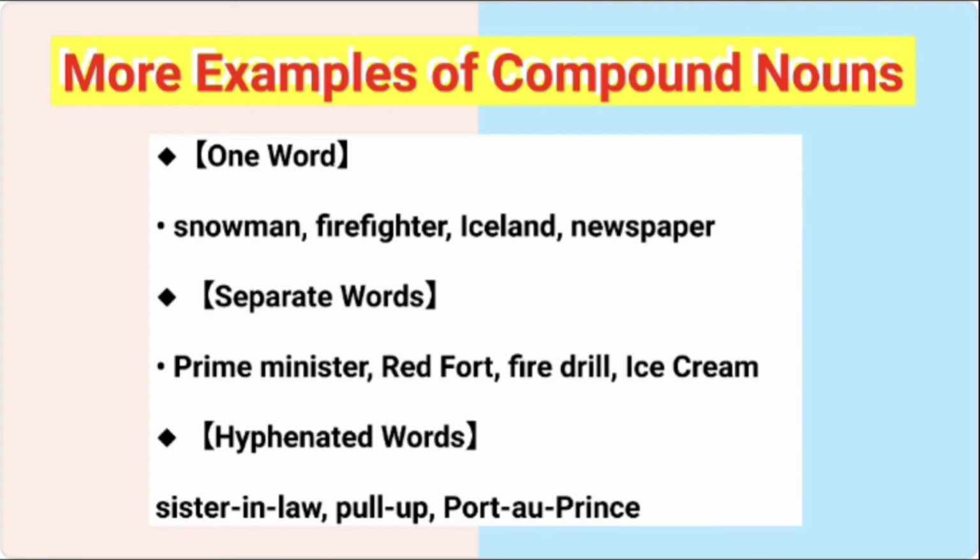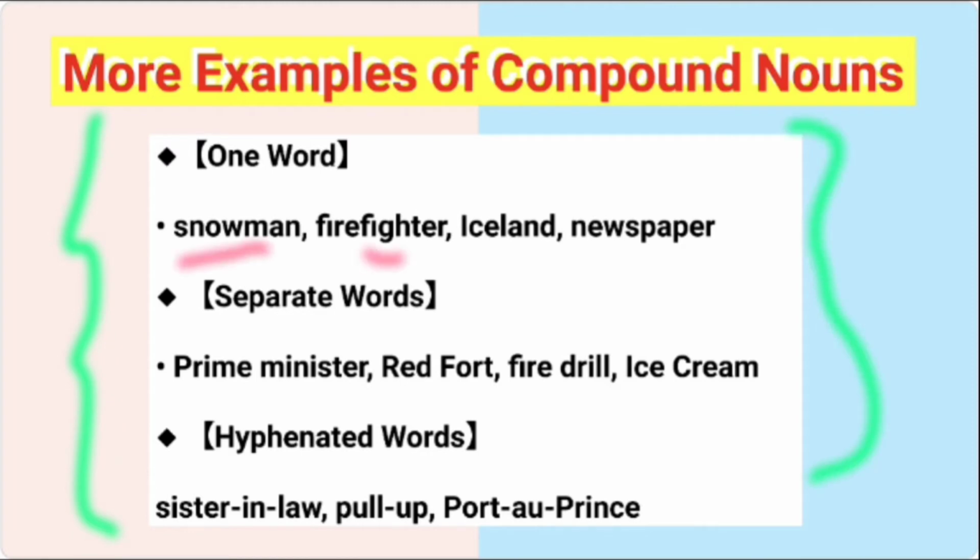Students, here are some more examples of compound nouns for you. As one word: snowman, firefighter, Iceland, newspaper. These are one word compound nouns. Separate words, such as prime minister, rat fort, fire drill, ice cream. These are separate words, and when they come together, they make one compound noun.